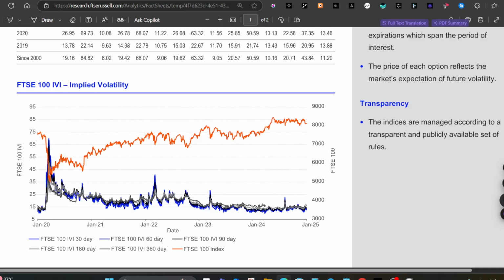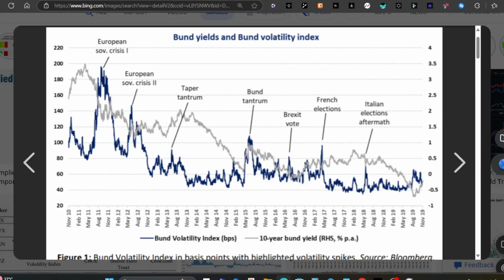Now let us break down how the implied volatility index is actually calculated. The IVI is derived from the prices of options on the underlying asset. So whether that is forex pairs, stocks, or commodities, it reflects the premiums that traders are willing to pay for options contracts. When the price of options rises, it means that traders are expecting bigger price movements, which pushes up implied volatility. Conversely, when options prices drop, implied volatility decreases, indicating that traders expect less price movement in the future.